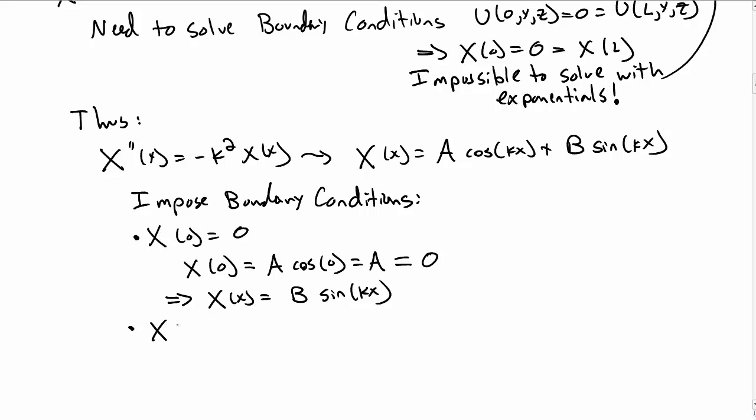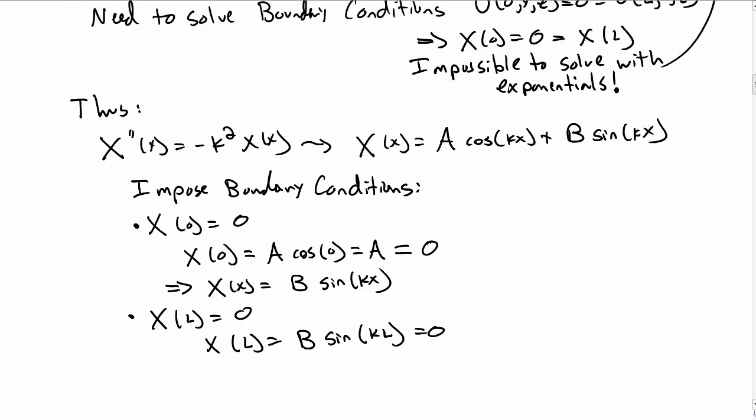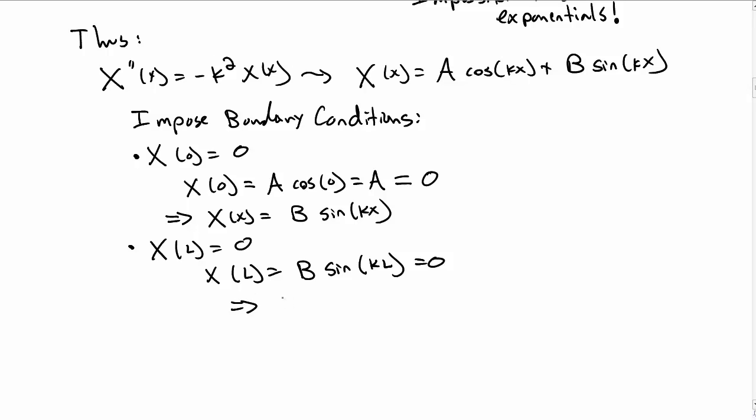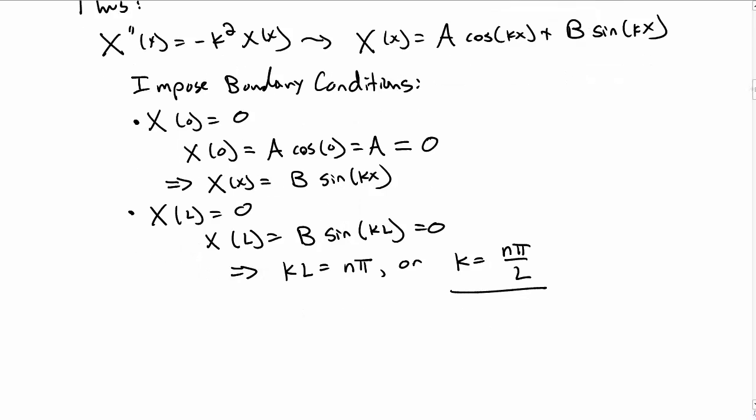That means a itself is 0, and our solution for X now simplifies to just b sine of kx. We can do the same thing for x equal to L, and now at L we have b sine of k times L, and we need that to be 0. The only way that could happen is if k times L was some multiple of pi. Or you could write that as k is equal to n pi over L. So putting that together, our function X is b sine of n pi x over L. We don't know what this constant b is at this point.